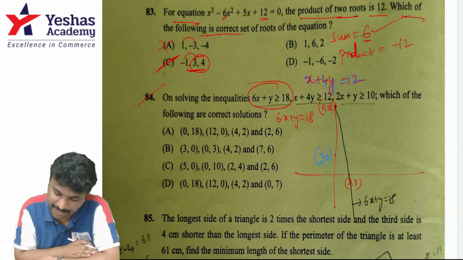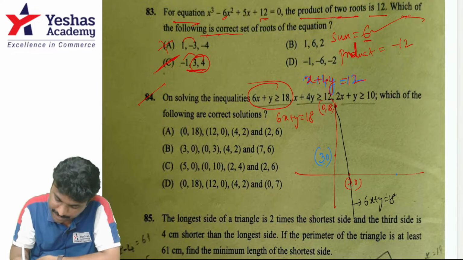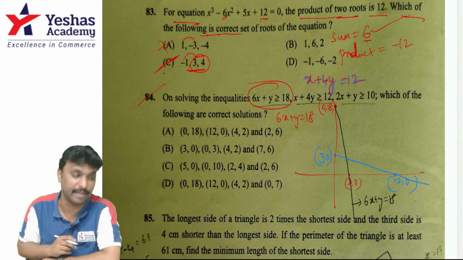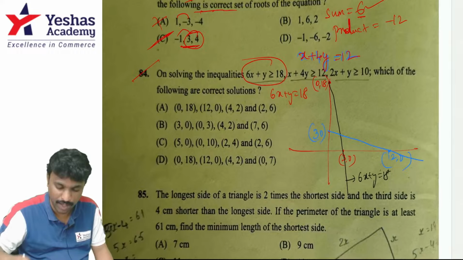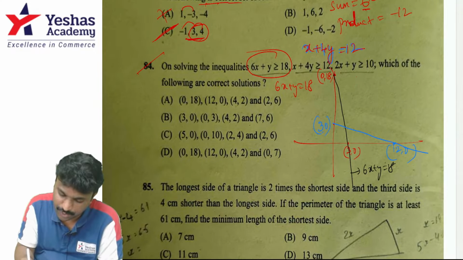And what is the x-intercept? Put y equal to 0, x is equal to 12. So 12 comma 0 will be the x-intercept. Now join these 2 points, I get the second line. The second line I have marked in blue. The last line, let me mark it in red. Okay, so 2x plus y equal to 10 I have to consider.